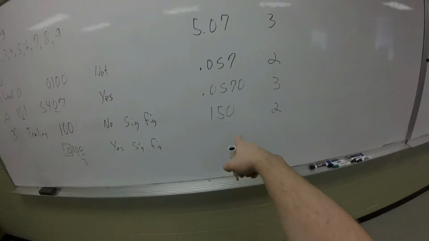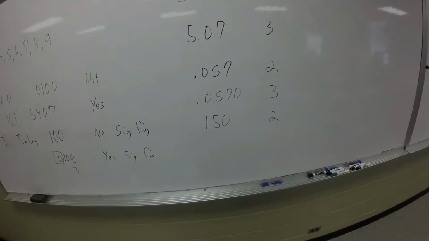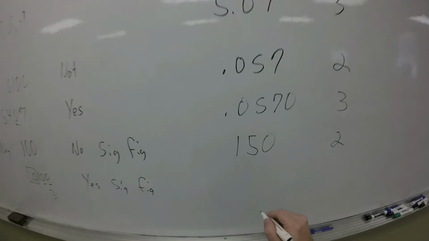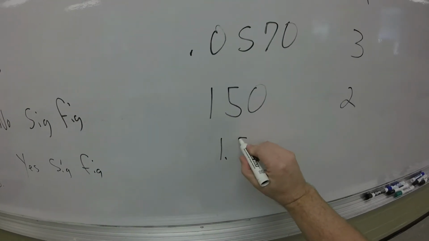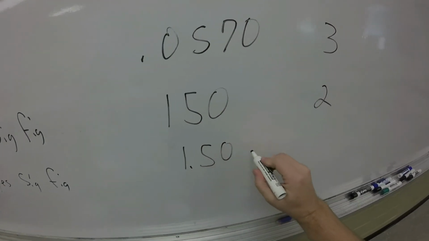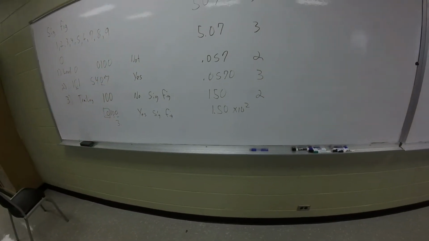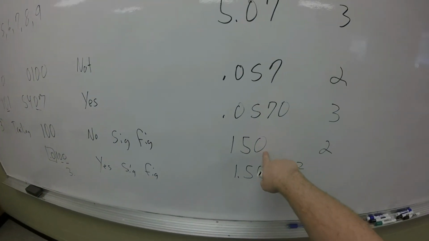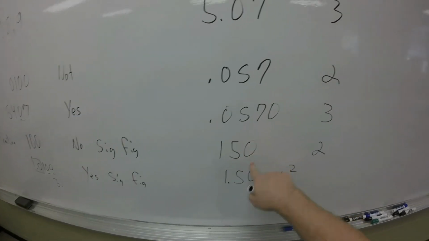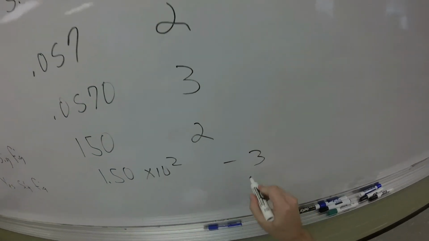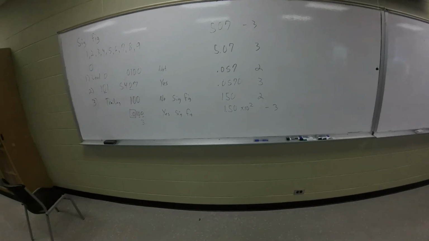Now if we really wanted to express that as having 3 sig figs, we really need to write this in scientific notation: 1.50 times 10 to the second. That way we can easily specify that we know this to the ones decimal place, and so then this would give us our 3 sig figs.